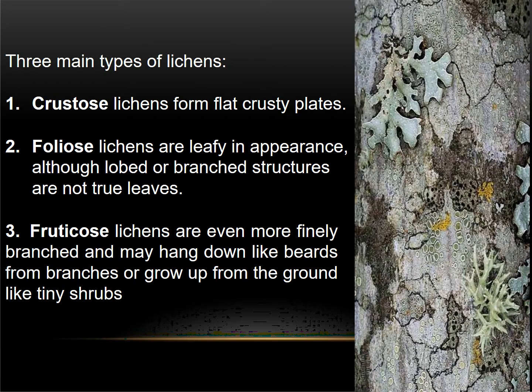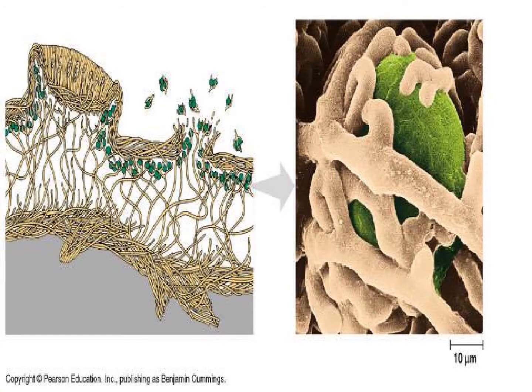There are three main types of lichens, namely crustose, foliose, and fruticose. Crustose lichens have a pressed thallus closely attached to the substratum. Foliose lichens are leafy in appearance, although the lobed or branched structures are not true leaves. Fruticose lichens are branched. This is the image that shows the association of blue-green algae with the fungus in lichens.